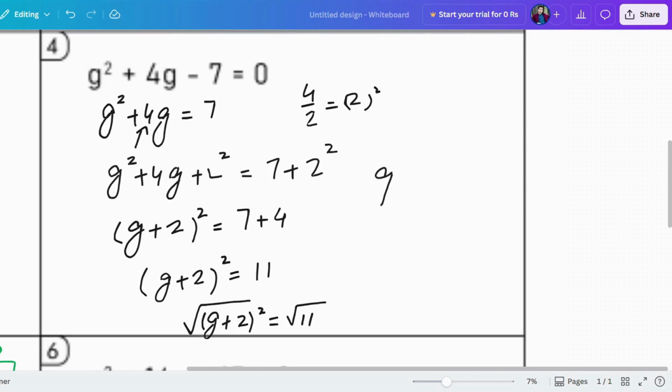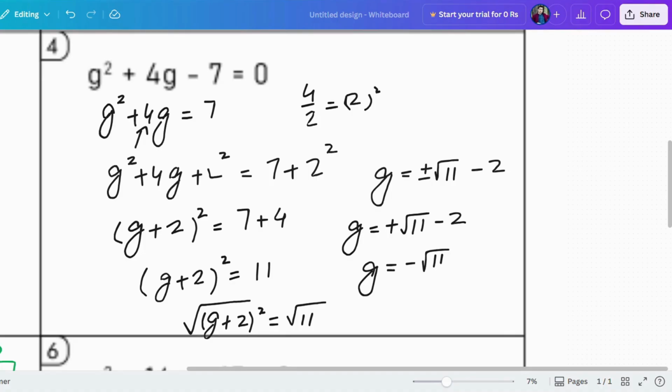So now one time I will put it as g equals to plus minus radical 11. I'll put it with the minus 2. And one time I will put it as plus radical 11 minus 2. And one time I will write it down as g equals to minus radical 11 minus 2. So that's the solution for the question number 4.